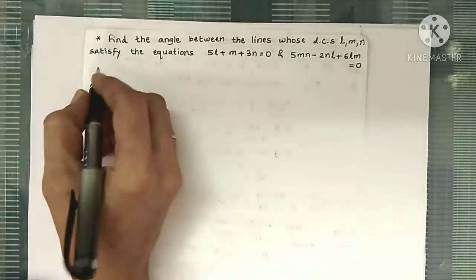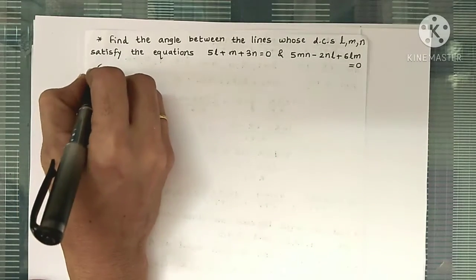Find the angle between the lines whose direction cosines l, m and n satisfy the equations 5l + m + 3n = 0 and 5mn - 2nl + 6lm = 0. So we have two lines and their direction cosines satisfy these two equations. To find the angle between the lines, first of all we have to find the direction cosines or direction ratios. So let's write the equations.